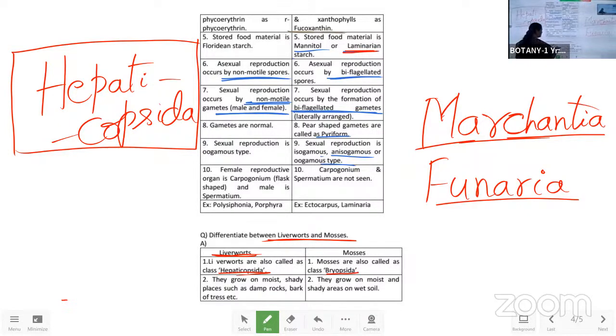And where will they grow, where will the liverworts grow? That's the first thing we have to say here. The liverworts will grow on moist, shady areas. Shady areas means where? On damp rocks, or the bark of trees, where the liverworts will grow. And the mosses, where will the mosses grow? Mosses will grow mostly in shady and moist areas where the soil is wet.